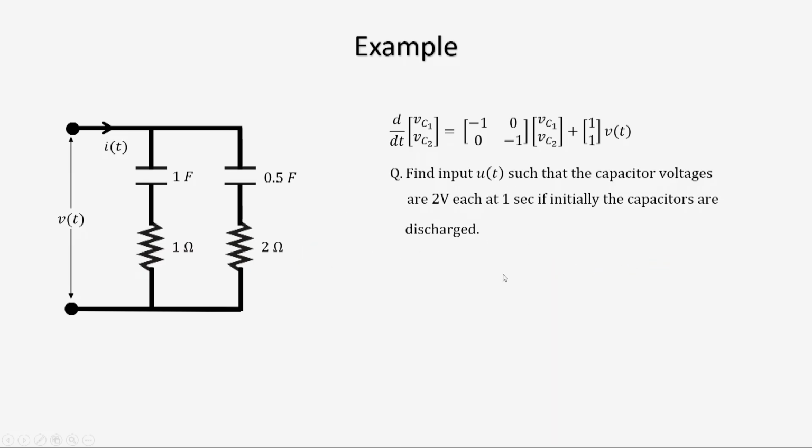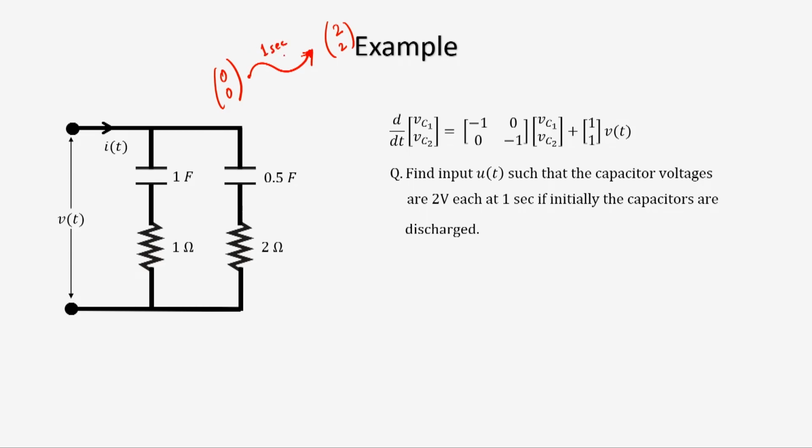So, for example, let us take this question. Find input u(t) such that the capacitor voltages are 2 volt each at 1 second, if the initial capacitors are discharged. So initially the capacitor voltages are at discharge, which means they are at 0 volt, and I want them to be at 2 volt each within 1 second.